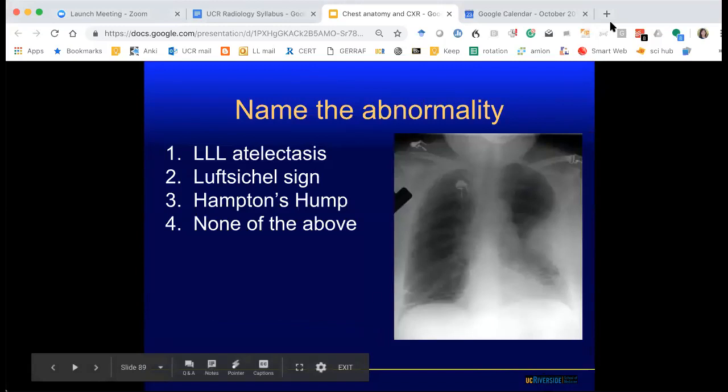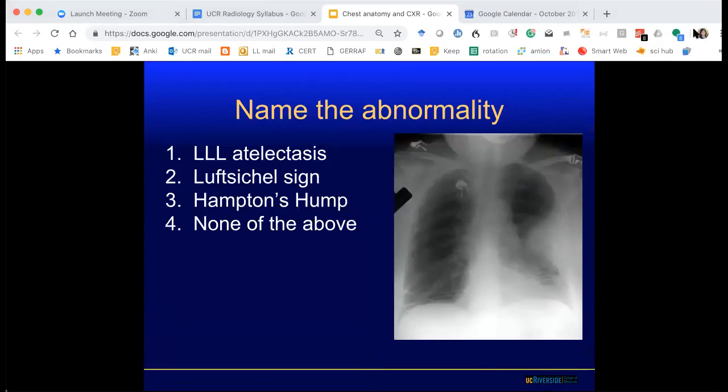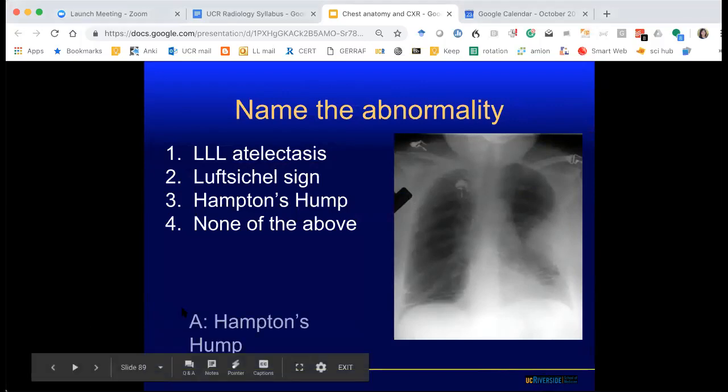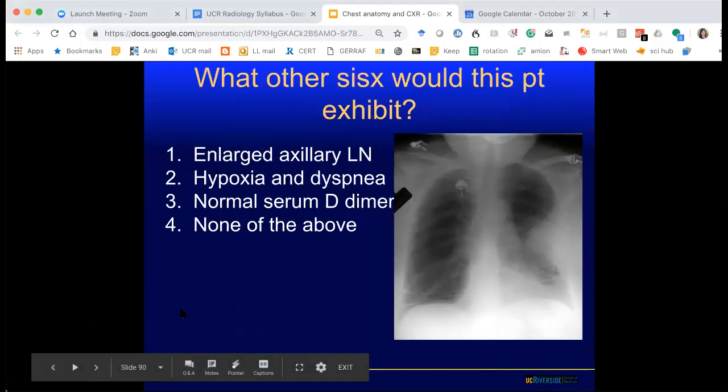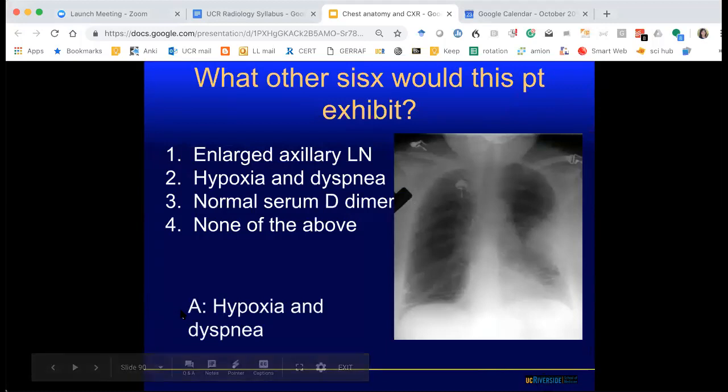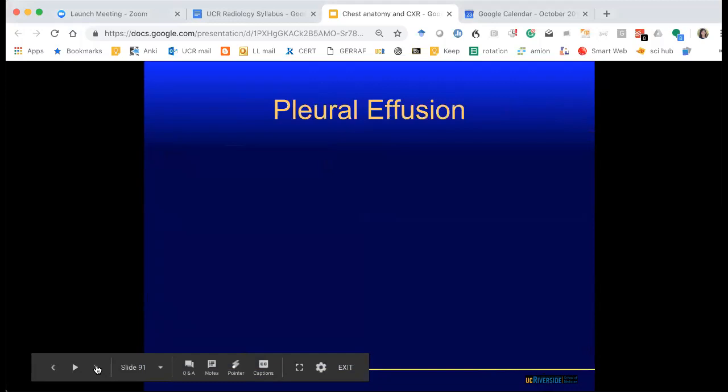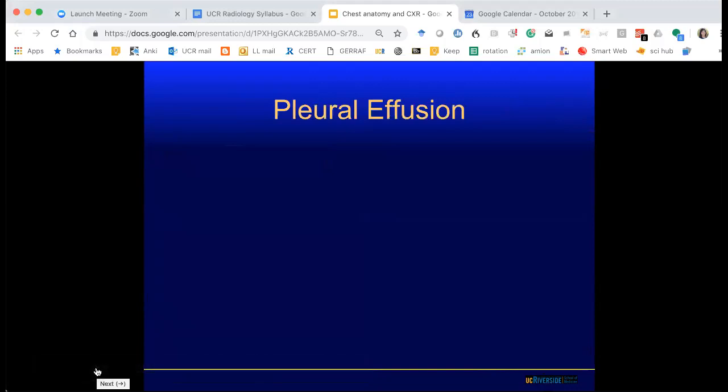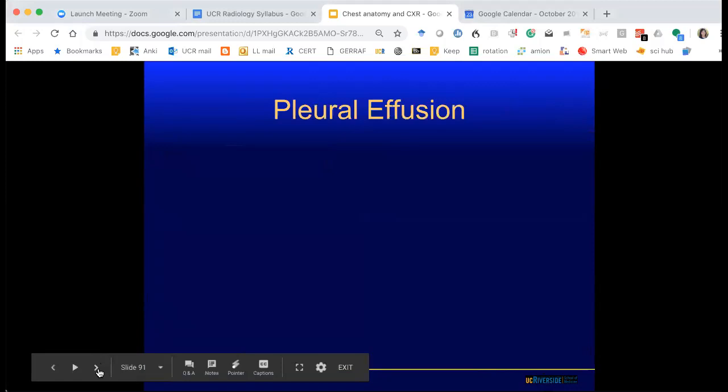Now, what is the abnormality here? Oh, we said this, right? I think you guys all got it. It was Hampton's hump from an infarct. So this patient has a PE. And like I said, we don't really see this because this is more end-stage findings. And you need a CTA if the patient has a high level of suspicion, a negative chest radiograph, and D-dimers are elevated.